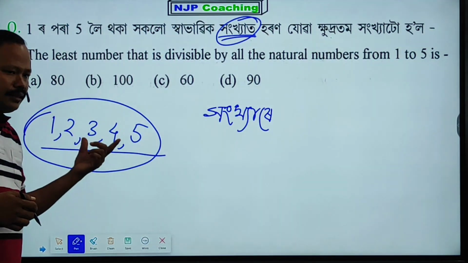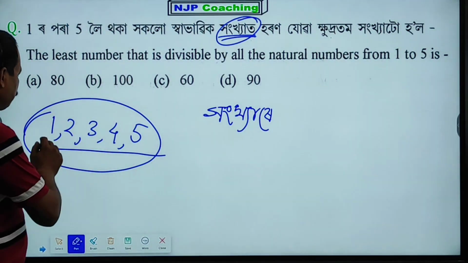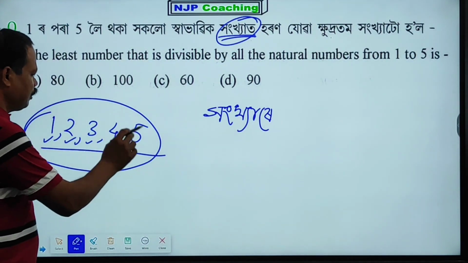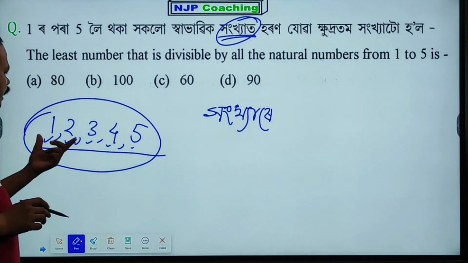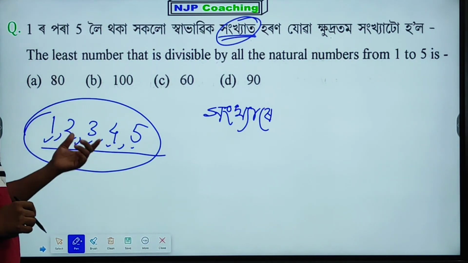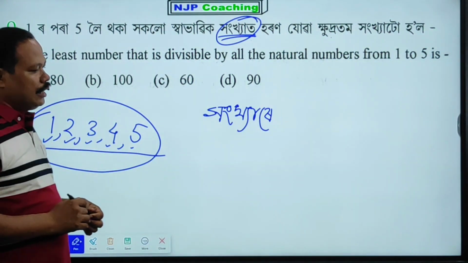So a least number which is divisible by 1, 2, 3, 4, 5 will be the LCM of these five numbers 1, 2, 3, 4, 5.